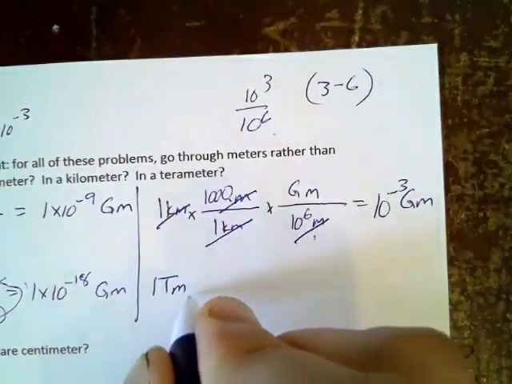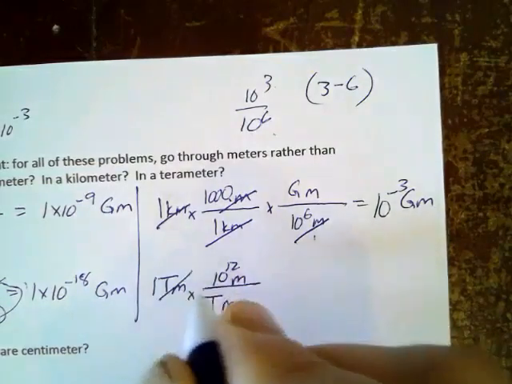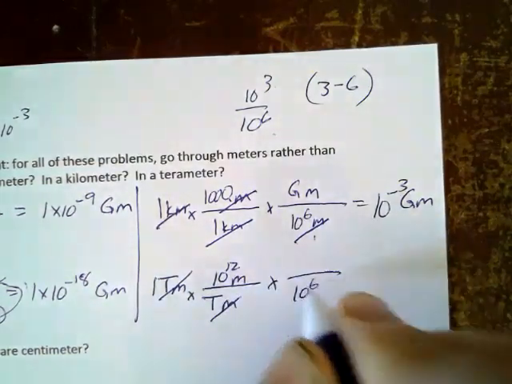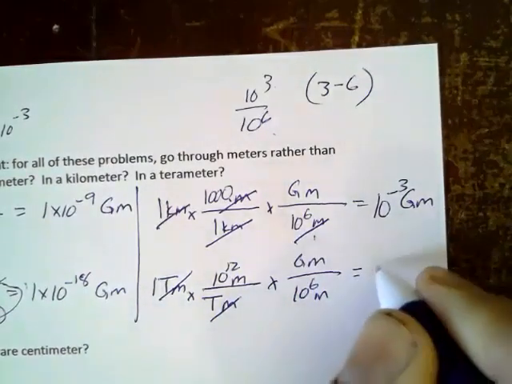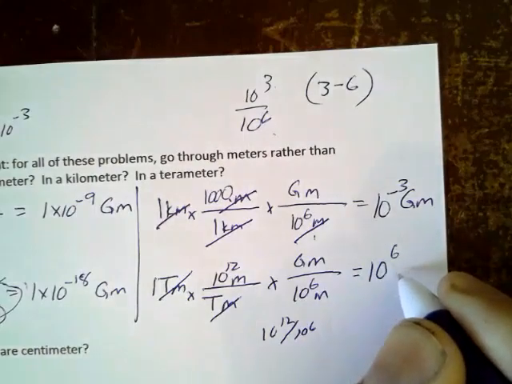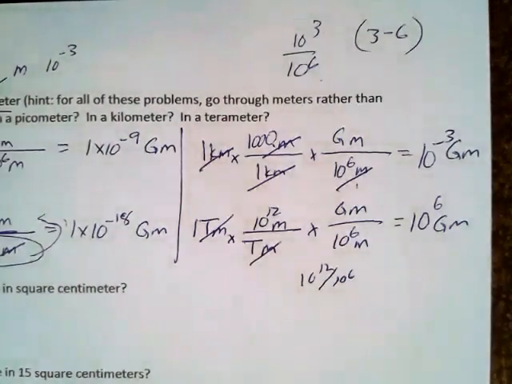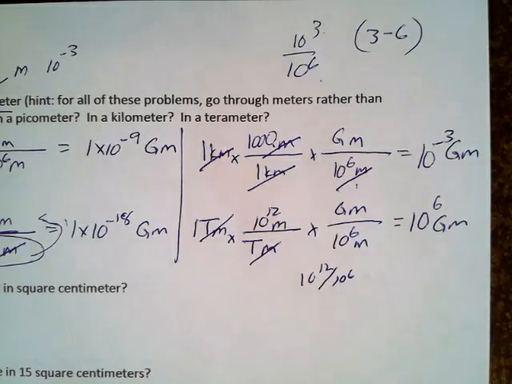1 terameter. There are 10 to the 12th meters in a terameter. Terameters cancel. 10 to the 6th meters in a gigameter. And that's going to be 10 to the 12th divided by 10 to the 6th. So we end up with 10 to the 6th gigameters. There are 1,000,000 gigameters in a terameter. So if you have a 1 gigabyte hard drive versus a 1 terabyte hard drive, the 1 terabyte hard drive is 1,000,000 times bigger in memory than the gigabyte hard drive.